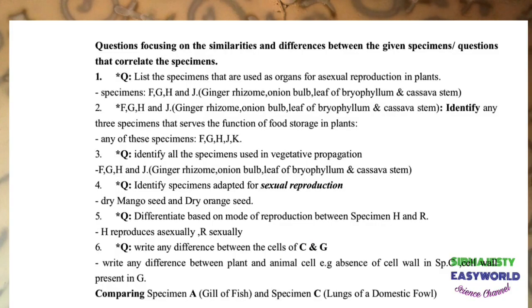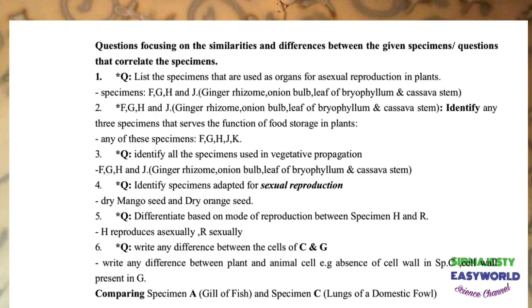Okay, thoracic vertebra. Then we say questions focusing on the similarities and differences between given specimen. Questions that correlate the specimen. Say list the specimen that are used as organ for asexual reproduction in plants. You say specimen F, G, H, and J. That is ginger rhizome, onion bulb, leaf of bryophyllum, and cassava stem.